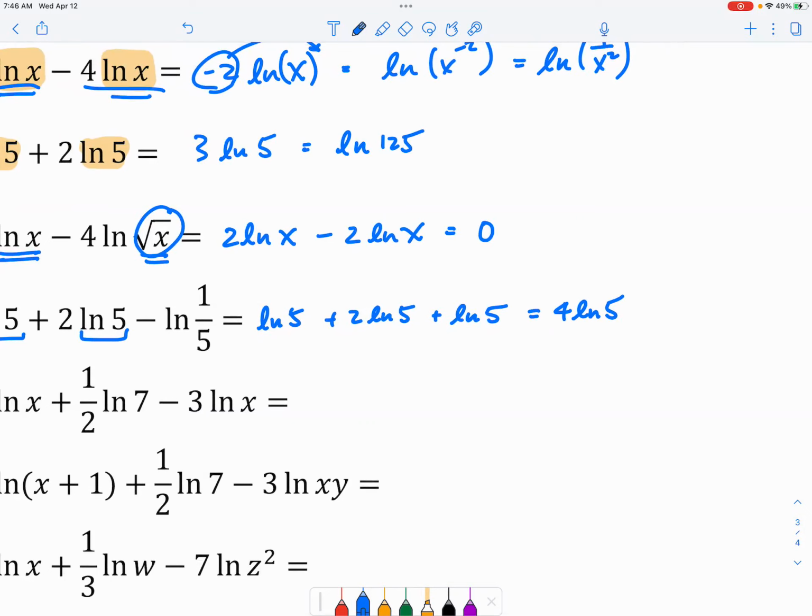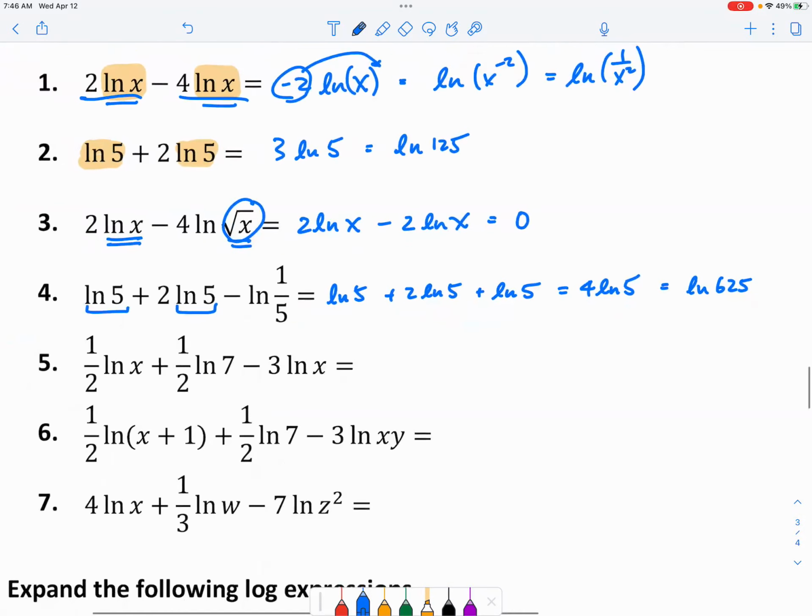natural log of 5. Okay. You can either put it like this, or natural log of 625, which is 25 squared, or 5 to the 4th power. Either way.